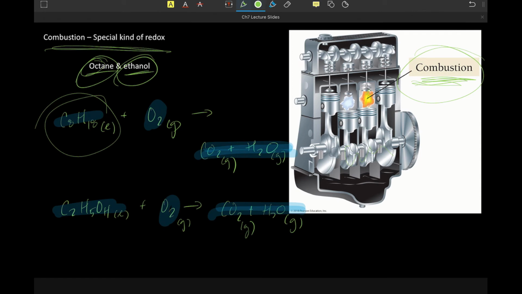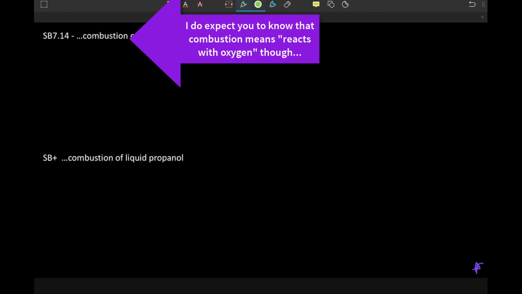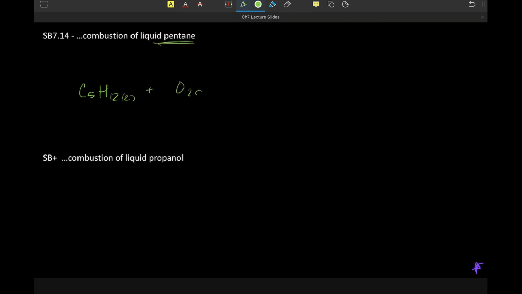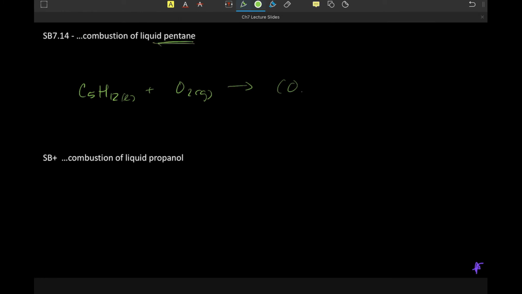Okay, so how do we write a combustion reaction? Well, we just did it. Pentane, I don't expect you to know the formula for pentane, but that would be C5H12, and it's a liquid. O2, you should definitely know that's a gas. What's it going to make? We have a carbon-hydrogen compound known as a hydrocarbon, and some oxygen, and that's going to make CO2 and H2O gas.